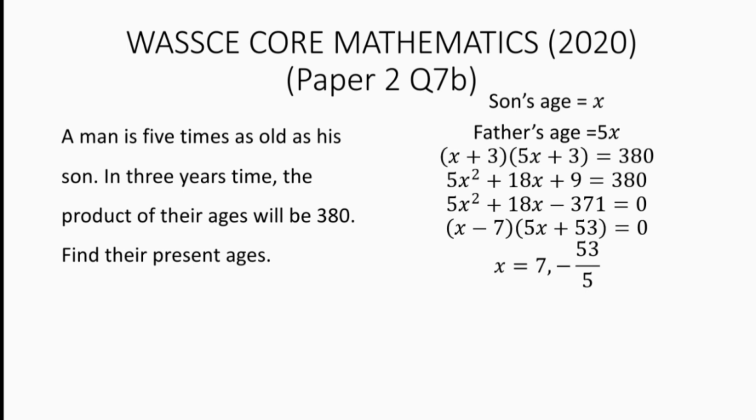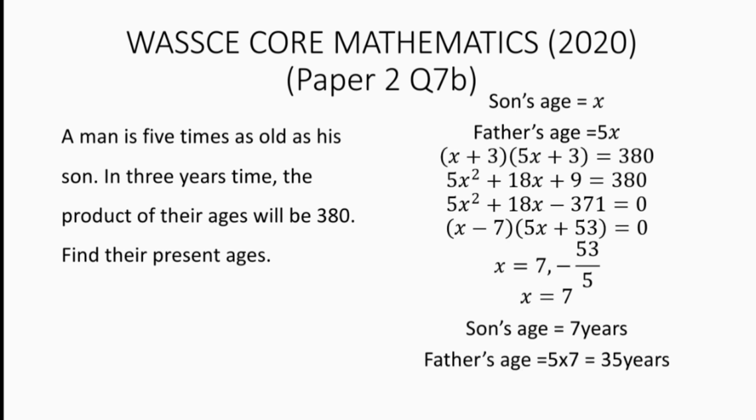But since we are dealing with age here, and age is a positive integer, we will state that x is equal to 7. So the son's age is equal to 7 years, and the father's age is equal to 5 times 7, which will give us 35 years.